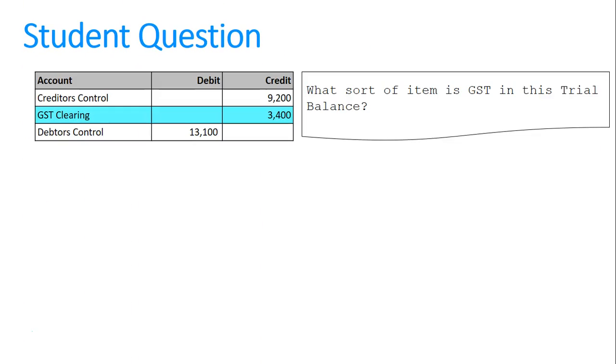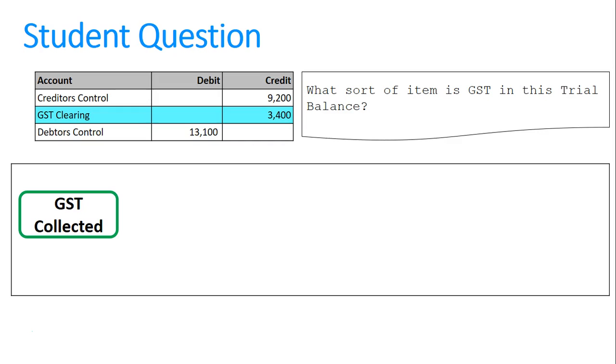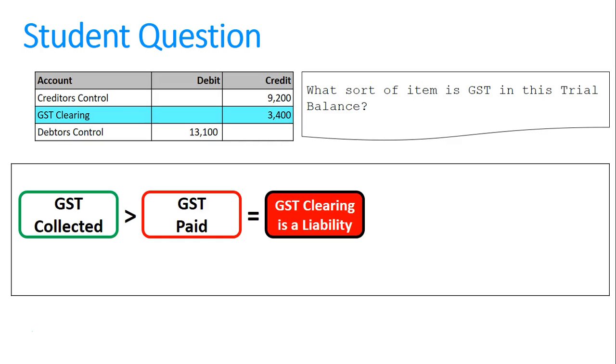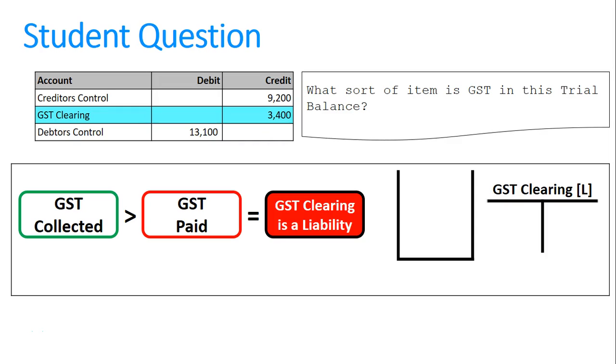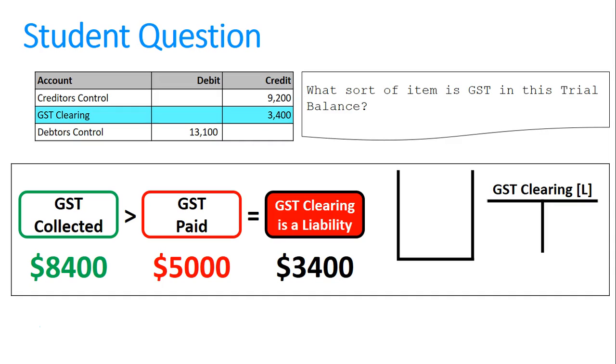So now we can go and answer the question. What we've got is a GST clearing account with a $3,400 credit balance. What sort of item is that? Well, we know that's a situation where, and we're just going to make some numbers up here, the GST collected is more than GST paid, and they must have ended up with a liability. So let's pretend and make up the number. Let's say $8,400 was collected. They only paid $5,000 in GST. So that must mean this business owes the government a $3,400 liability.